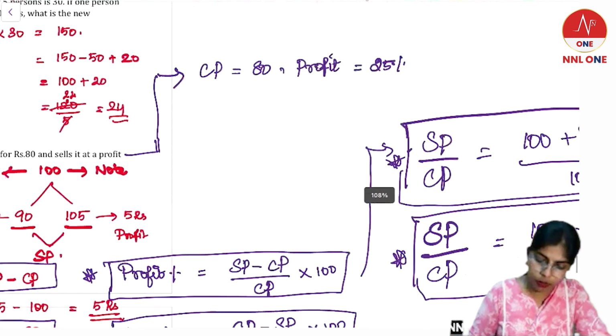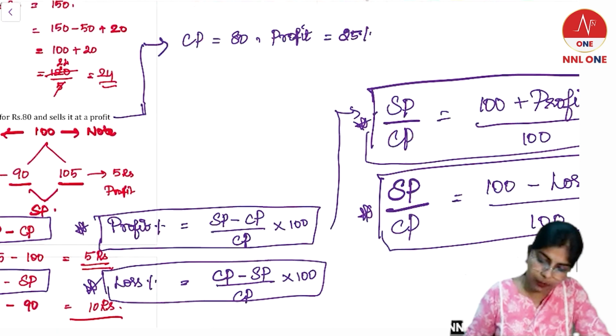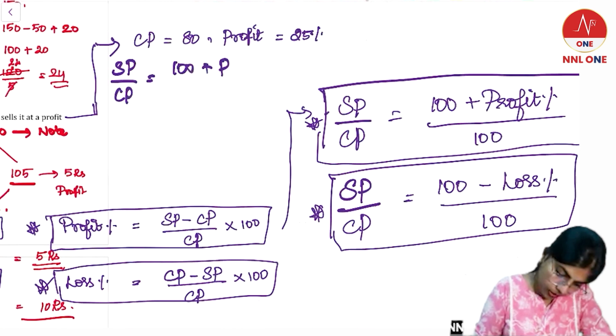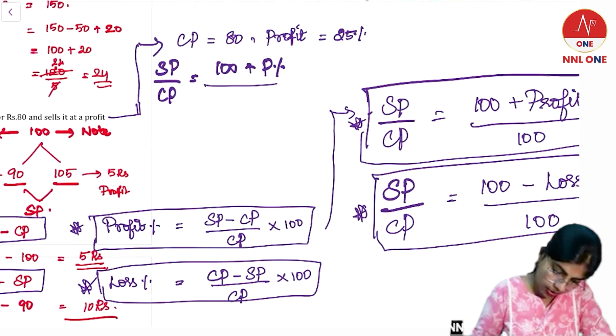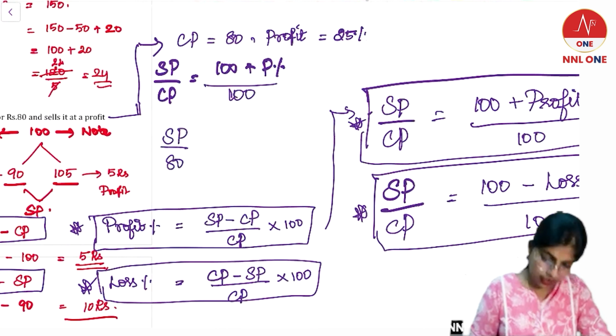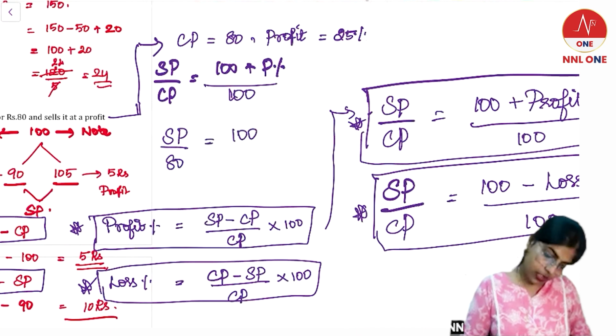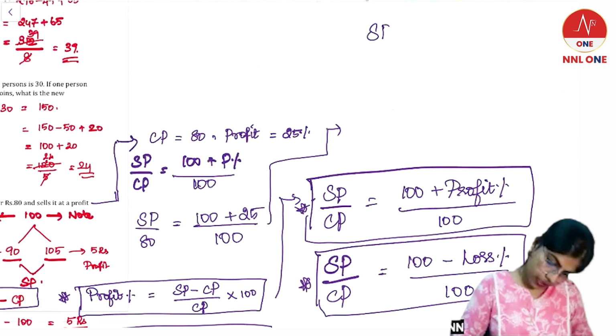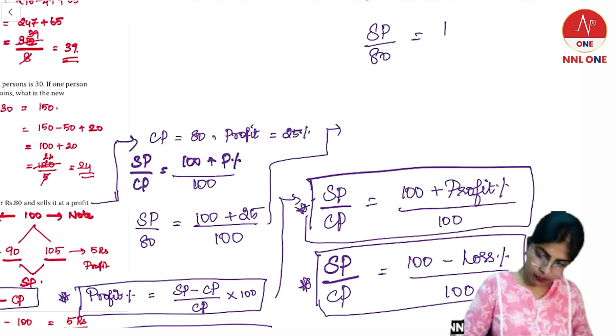So we can use this formula, right? SP by CP is equal to 100 plus profit percentage by 100. What is the selling price? We have to find the selling price. So selling price by cost price, which is 80, is 100 plus 25 by 100. SP by 80 is equal to 100 plus 25. It is 125 by 100.